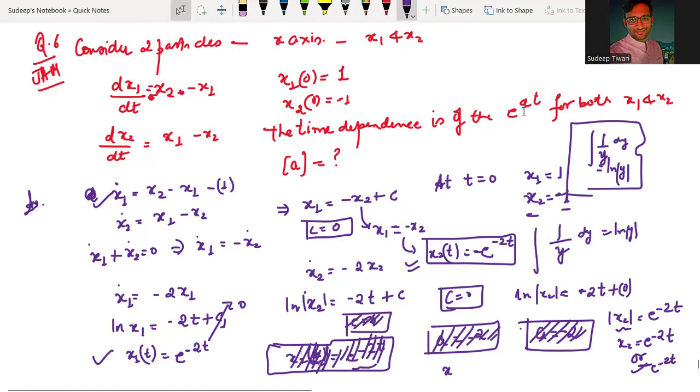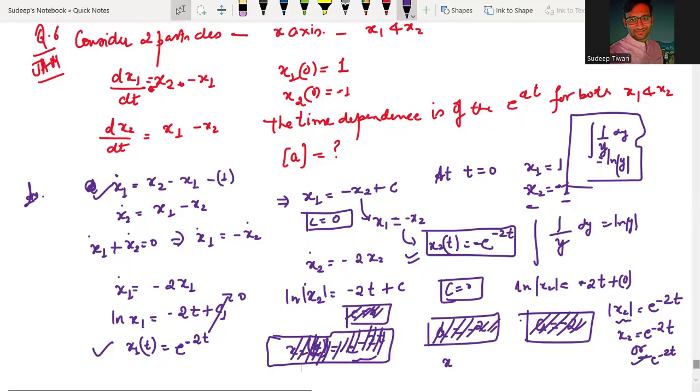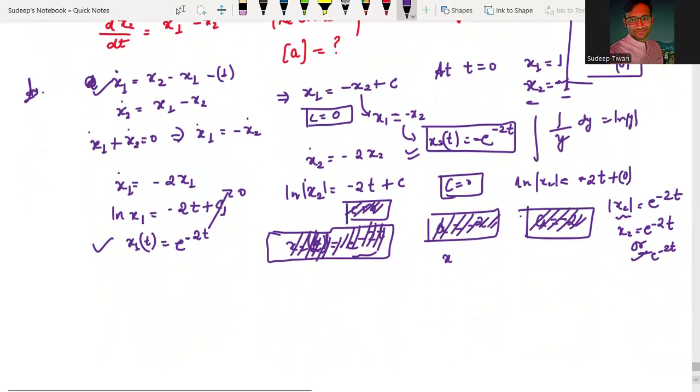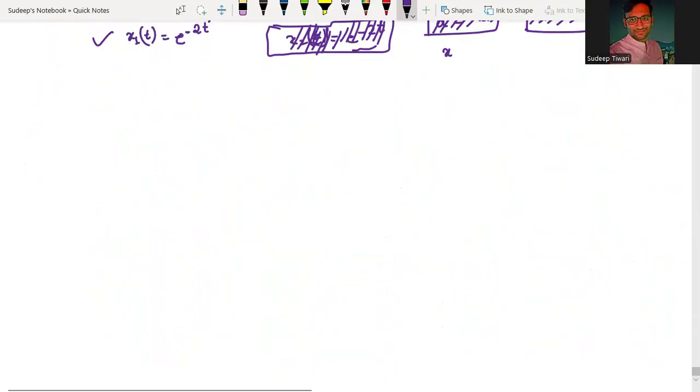This would be equal to minus of 2. Is that fine to you? I think it is clear. Okay. So most of the questions I have done for you.